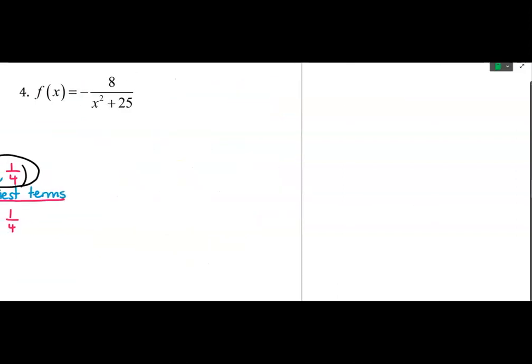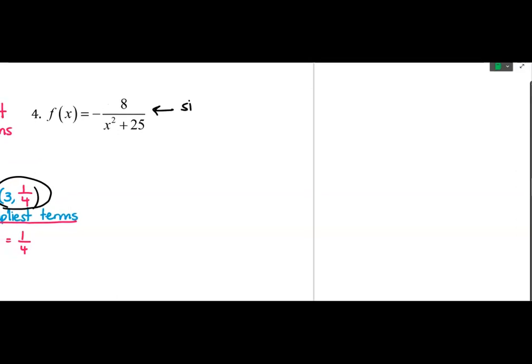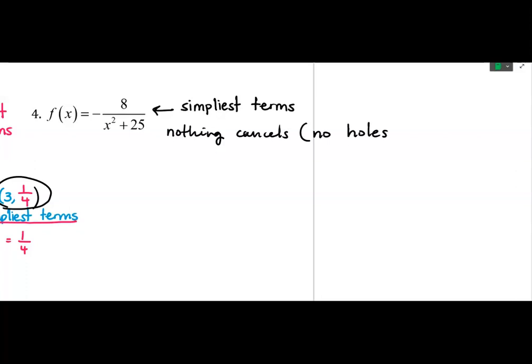In our next example, there's nothing that we could factor in the numerator. The numerator is simply 8. And there's also nothing that we can factor in the denominator. The denominator of x squared plus 25 does not factor. So this is already in simplest terms. Nothing will cancel out for this rational function. And if nothing cancels out, that means that we have no holes.